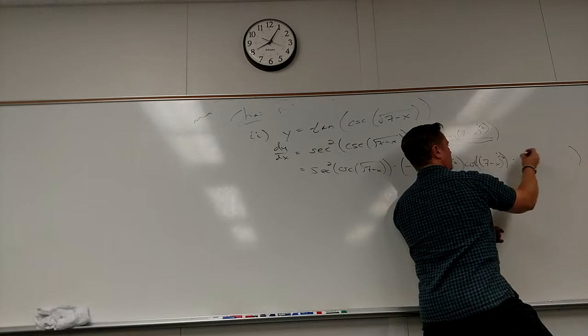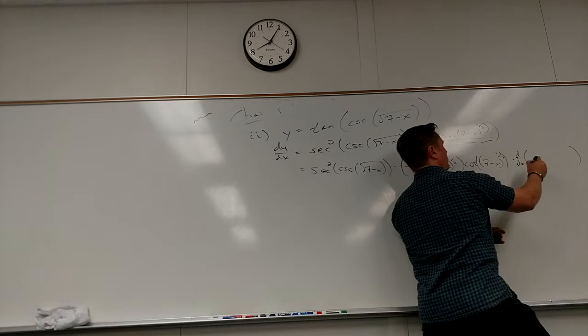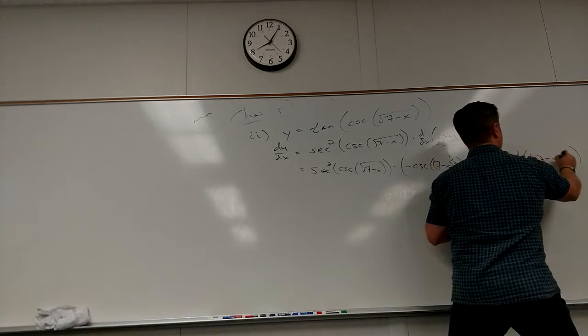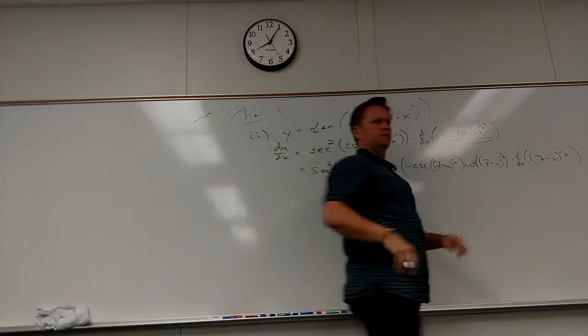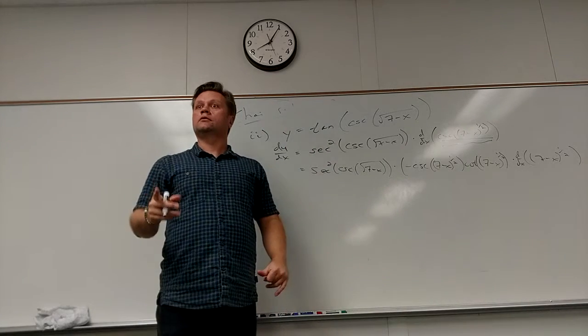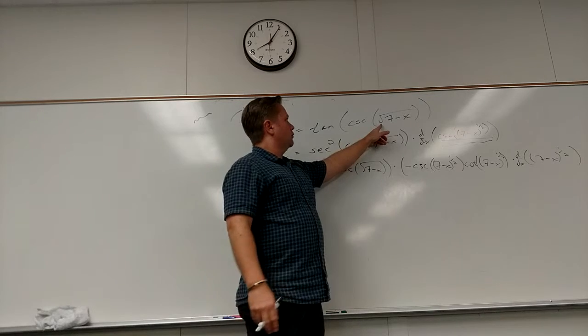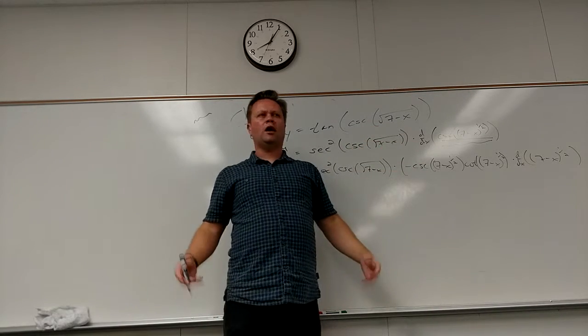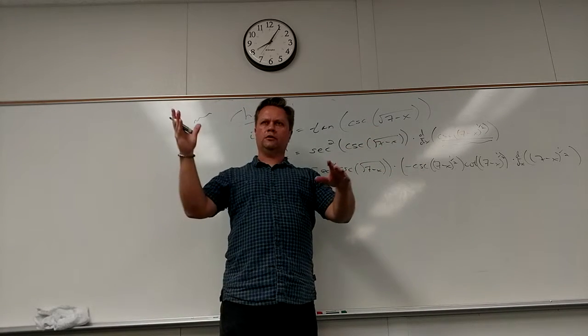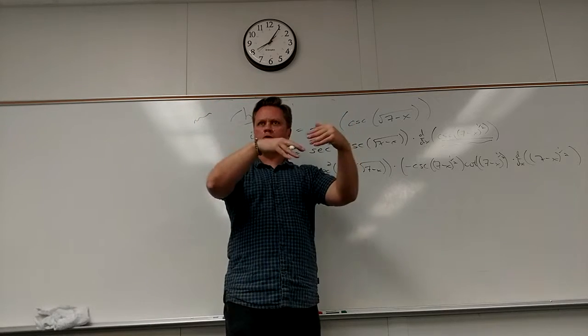Times what? What goes here? Yeah, the derivative of 7 minus x to the 1/2. Where did that 1/2 exponent come from? It's been there from the beginning. It's the square root. You automatically rewrite roots as you're doing it, or before you do a derivative.